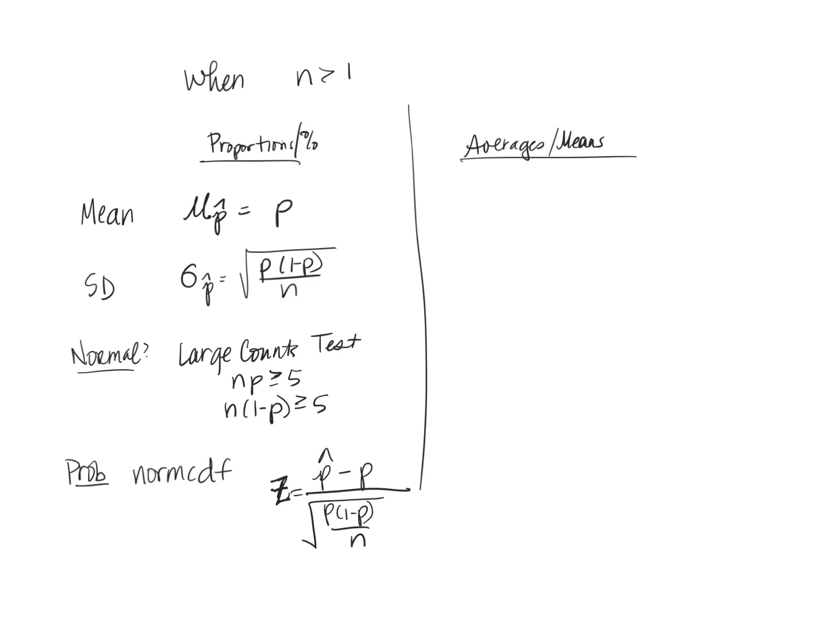Now, what happens when it's an averages question? Well, the mean of the sampling distribution, the mean of all the x bars, will be the population mean. The standard deviation of all the x bars will be the population standard deviation divided by the square root of the sample size.